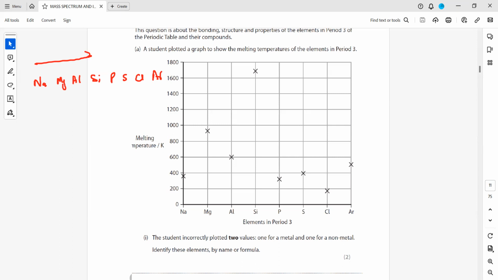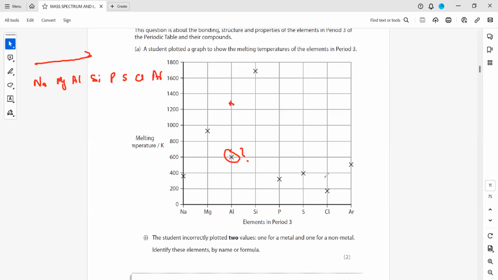So first, which one is wrong? The melting point should increase to silicon, but aluminium is plotted wrong, because aluminium should be somewhat higher here. As we move across, the melting point should increase, but here it is not increasing. The melting point is decreasing for aluminium. So aluminium's position is wrong. Then which non-metal is plotted wrongly when you check?